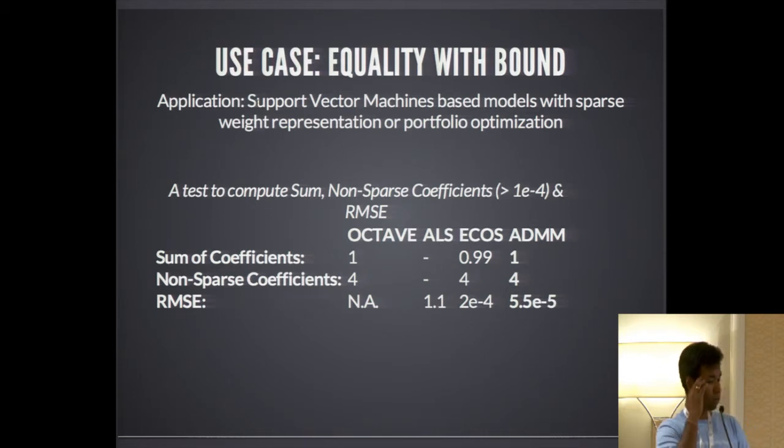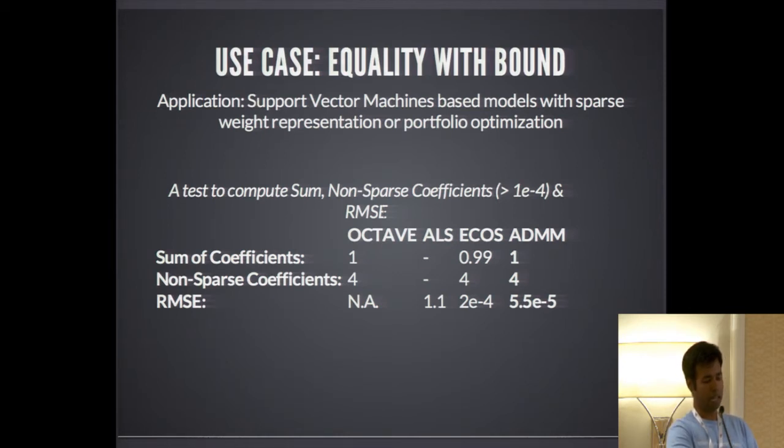Now, the third use case is a bit more complicated. We want to force a bound constraint on each of the factors, which says that each factor in your matrix factorization should be between 0 and 1. But with that, we also want to force the summation of all the factors to be equal to C. In this case, we took C as 1. And then we did some basic tests to see if our result matches with Octave or not.